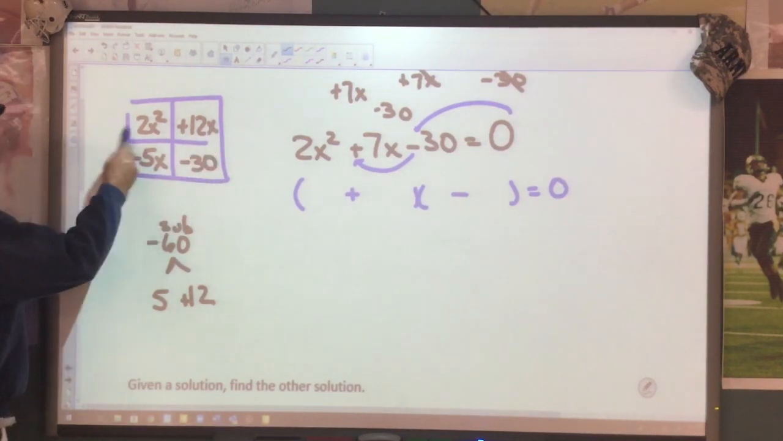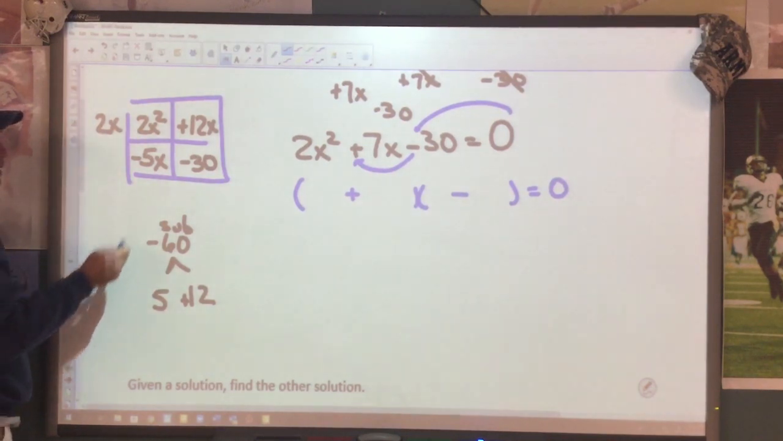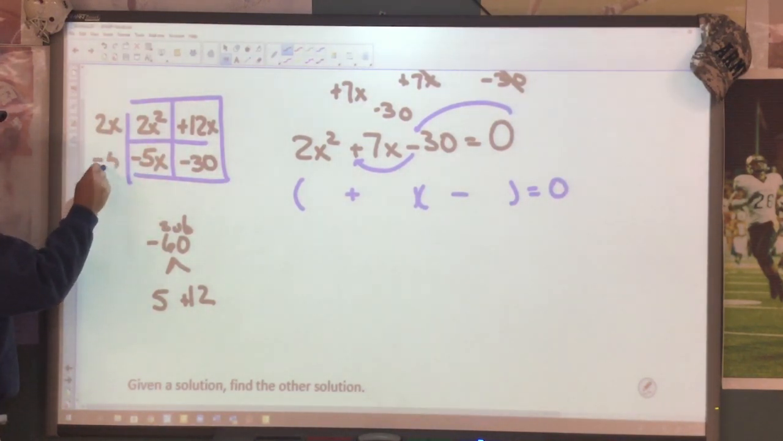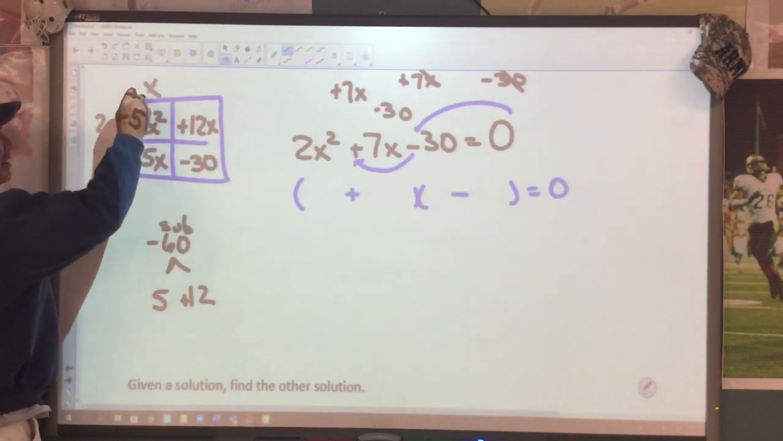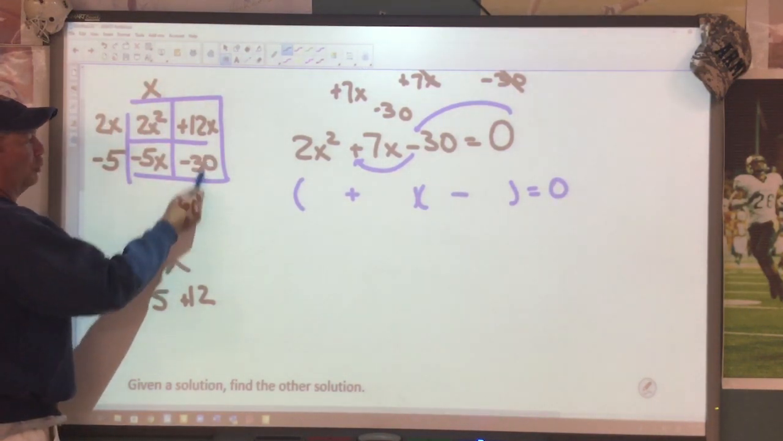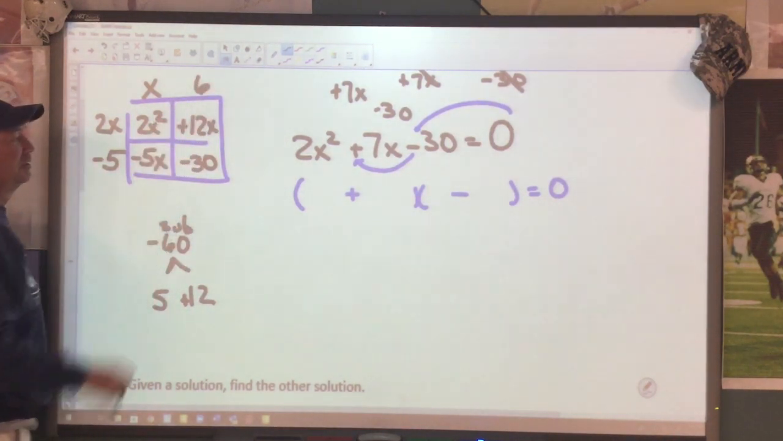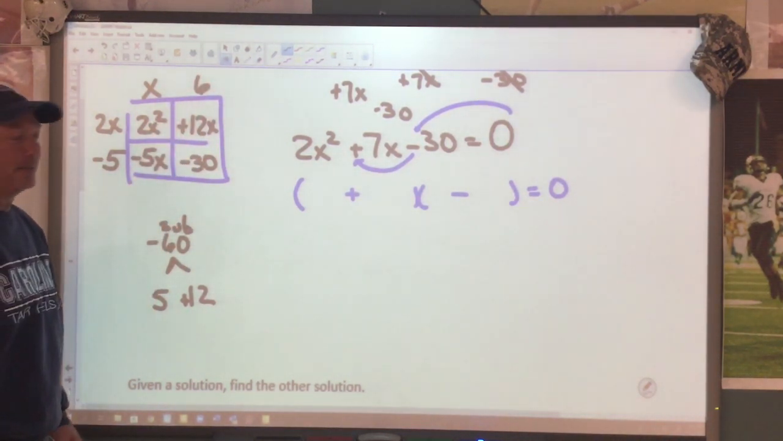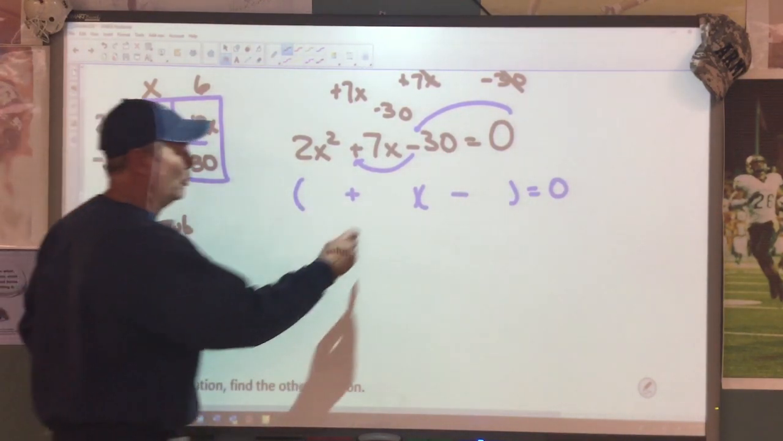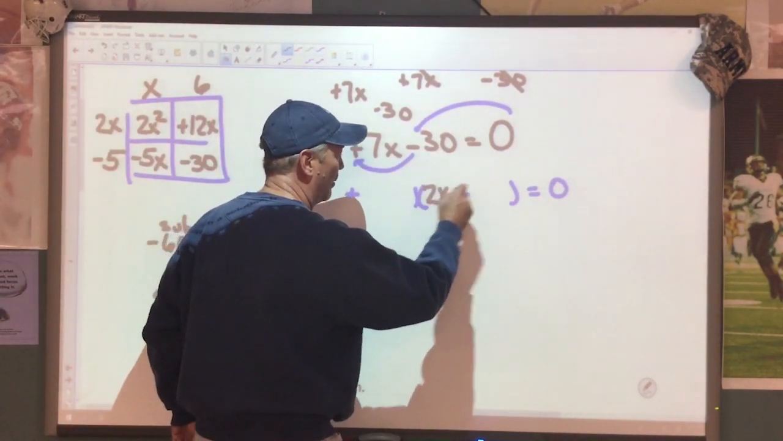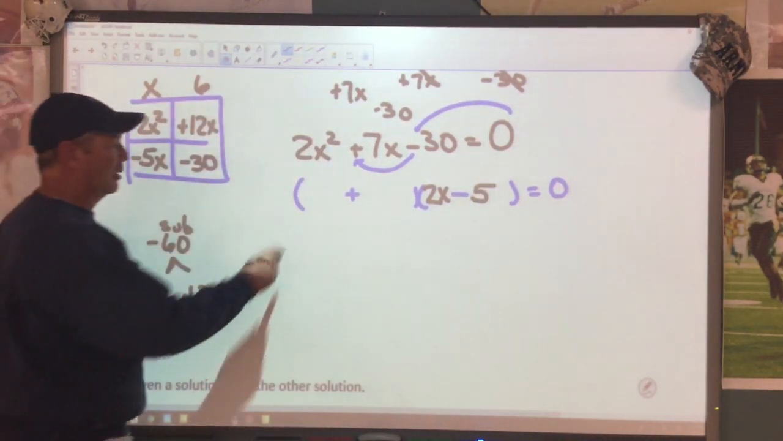What do I have in common across? I have a 2 and an x in common. I have a negative 5 in common. I have an x in common. And I have, this is kind of tricky, but I have a 6 in common. 6 goes into 12 and 30. So what do I have? I have my minus sign right here. This is going to be 2x minus 5, and I have x plus 6.